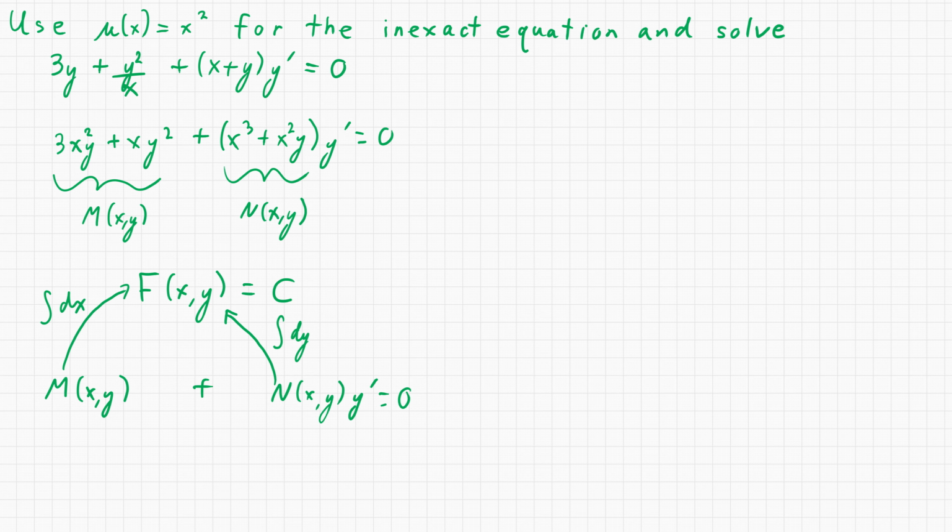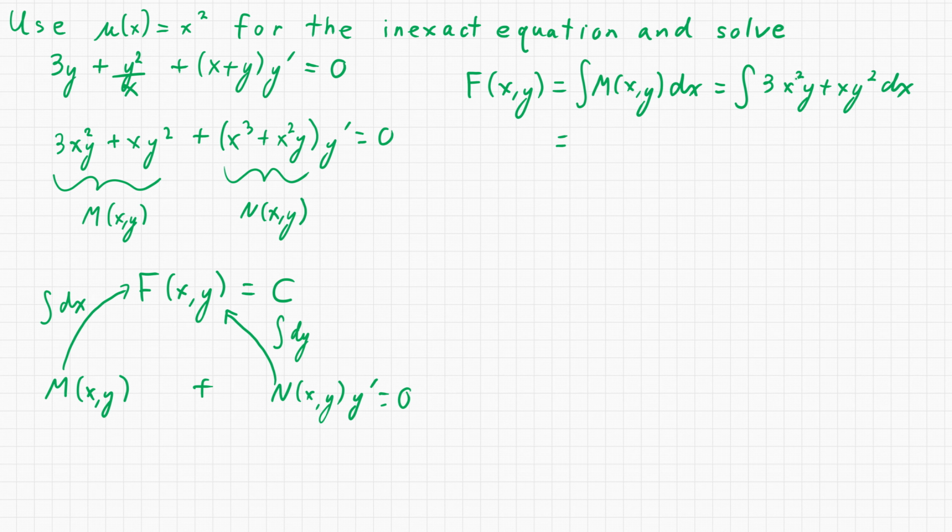All right, so just to finish off this problem, let's see. So we have f of x comma y is equal to the indefinite integral of M of x comma y dx. Okay, well that's the indefinite integral of 3x squared y plus xy squared dx. Let's see the 3 and the x squared. So the 3 will go into the exponent, and x squared becomes x cubed. And the y stays as it is.